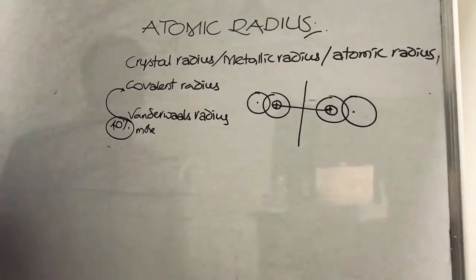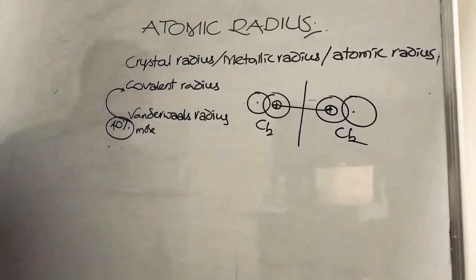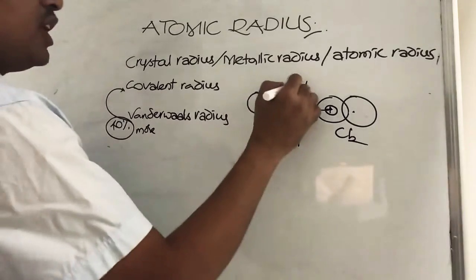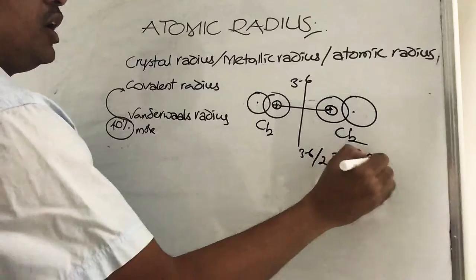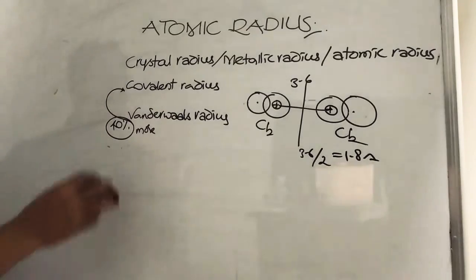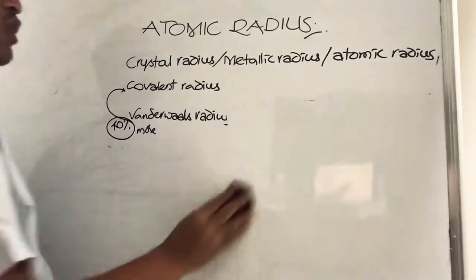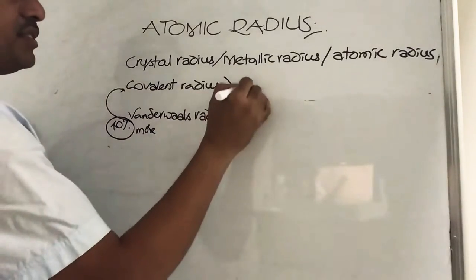For example, if you are taking Cl2 molecule, this distance will be 3.6 angstrom. So half of this 3.6, 1.8 will be the van der Waals radius. These are the three important radius where you are taking half of the internuclear distance. And now one very interesting one is there that we call ionic radius.